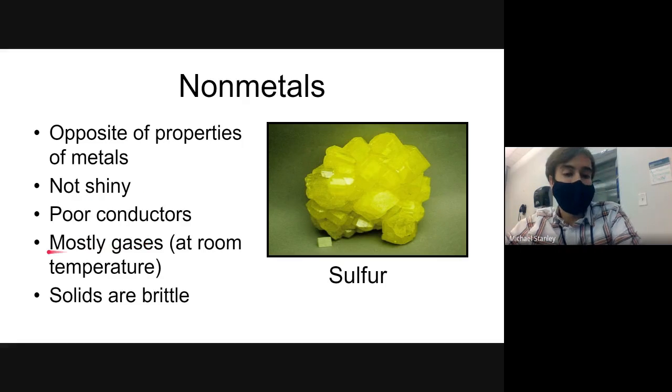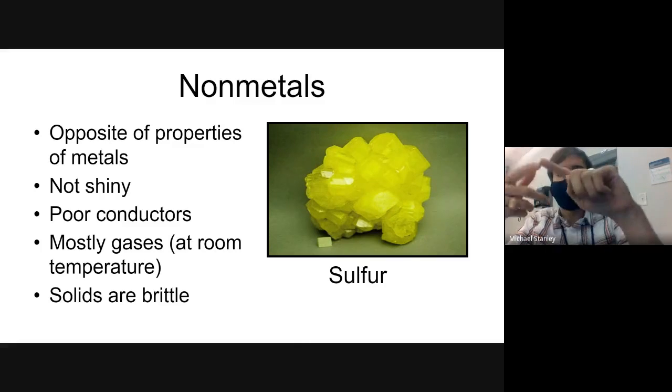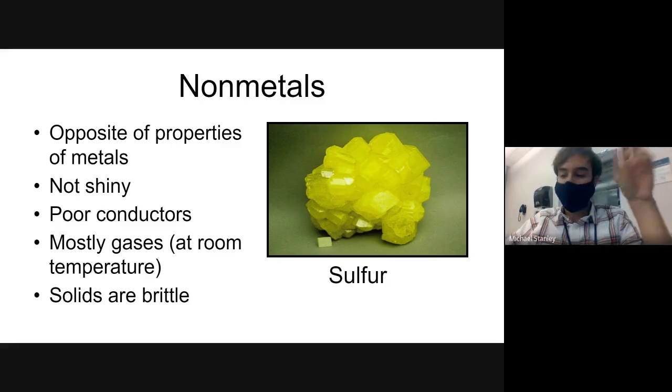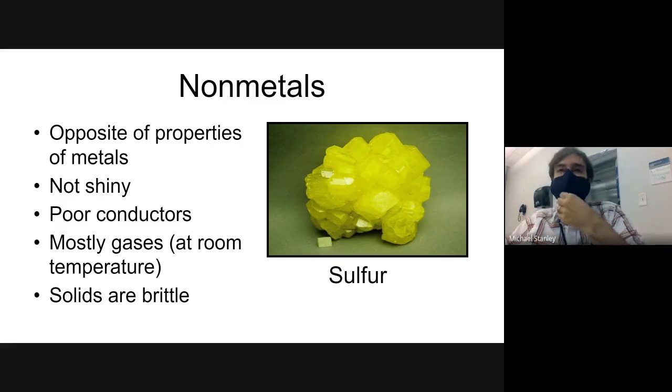Nonmetals are mostly gases at room temperature. So oxygen, chlorine, hydrogen, helium, nitrogen, they're all gases at room temperature, right? They're all floating around you as gas. You have to make them really, really cold to get them down into liquid form.